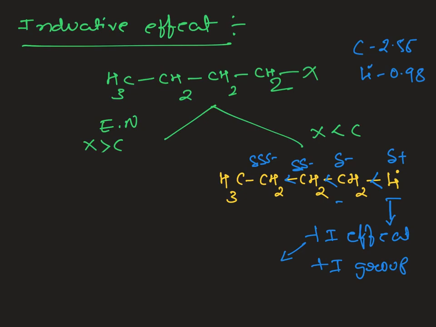When we see plus I effect, our atom or group should be less electronegative than carbon and hydrogen. It has to donate electrons to the carbon chain. In these cases we can see plus I effect. For examples, lithium, I can take all sodium, potassium, and alkyl groups. You can take any alkyl: ethyl, methyl, propyl, tertiary butyl. All alkyl groups come under plus I groups. So this is about the plus I effect.